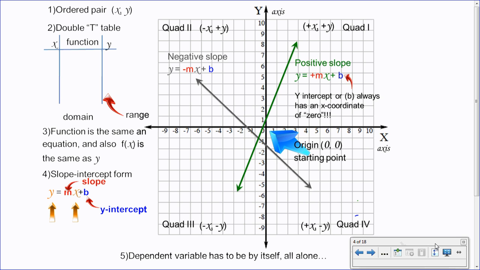Now, what do you notice about quad 1 and quad 3? Quad 1 and quad 3. Kind of opposite of each other. Good. Okay. What do you notice about quad 2 and quad 4? Same thing, right?